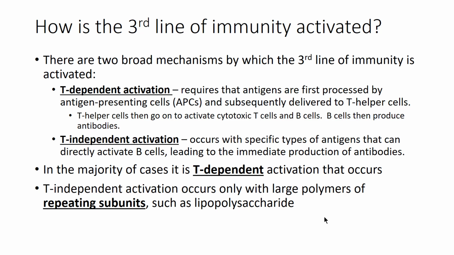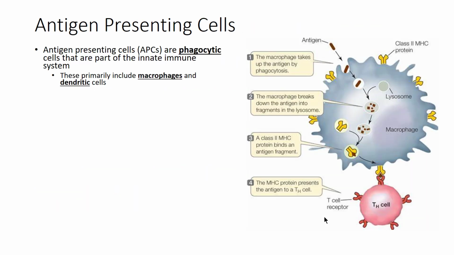So ultimately, you can activate the lymphocytes in one of two ways. Most of the time, it's T-dependent, meaning that you require an antigen-presenting cell, such as a dendritic cell, in order to present the antigen to the lymphocytes. So more about that process here.